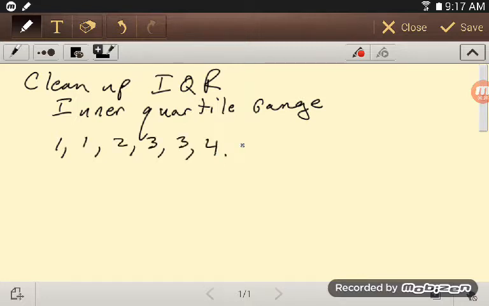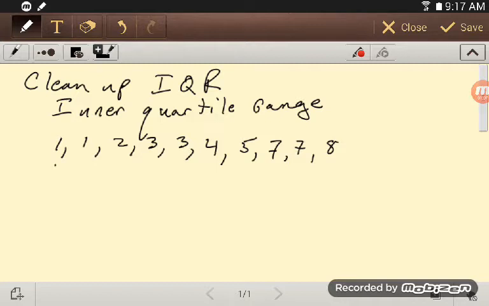So let's see, what do we have? 1, 1, 2, 3, 3, 4, 5, 7, 7, and 8. And again, we want them sorted when we look for median or quartiles or something like that. And the quartile is just the median of the group that's left after I've found the median.